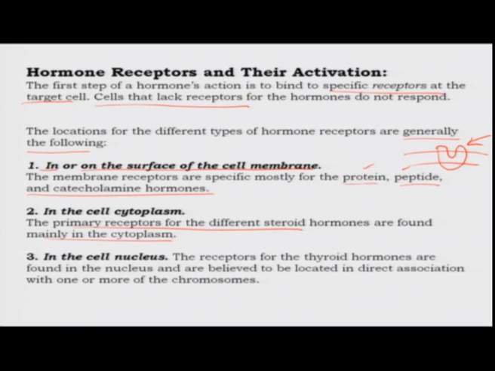Now, another type of intracellular receptor is found in the cell nucleus. This is the thyroid hormone receptor, which is found in the nucleus and is believed to be located in direct association with one or more chromosomes, meaning it is bound on the DNA and ready to go. In the next few slides, we will learn what it exactly does and why it is bound to the DNA.